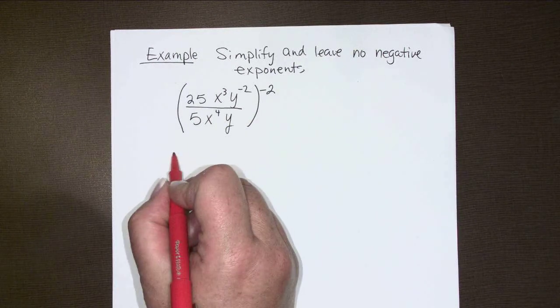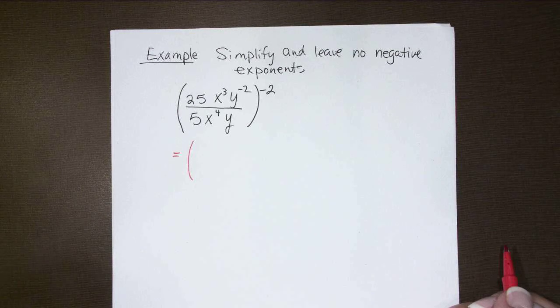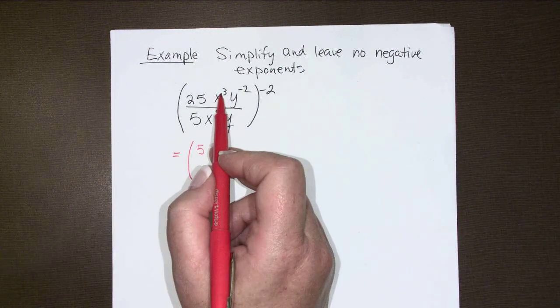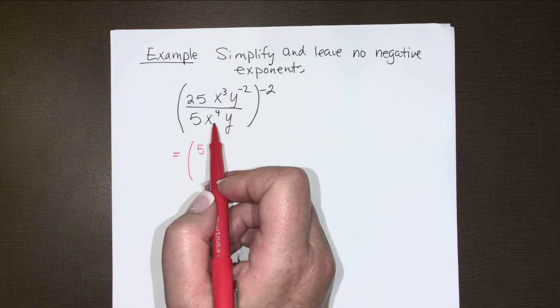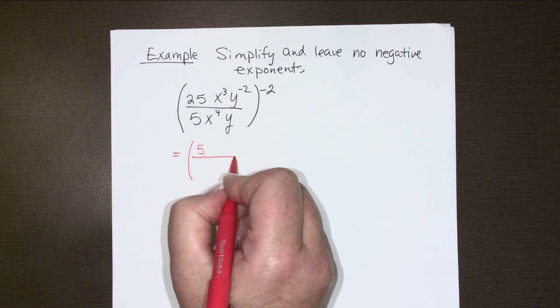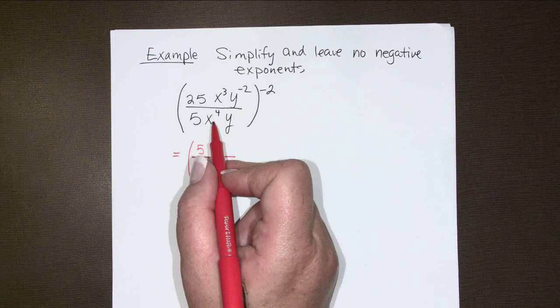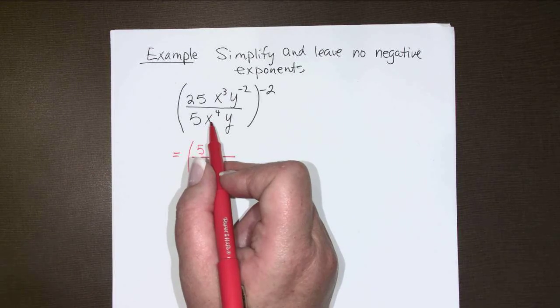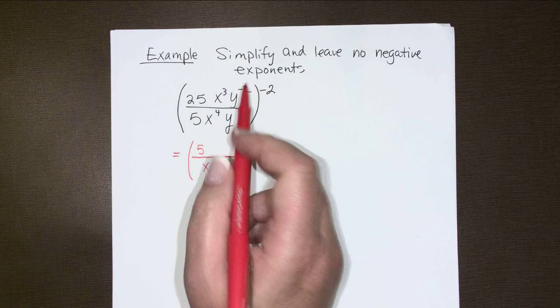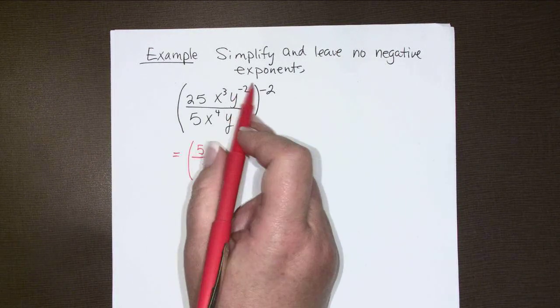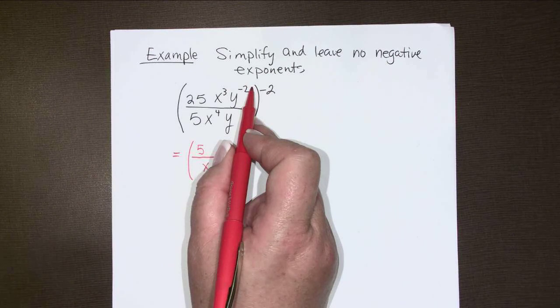So 25 over 5 is just 5. We've got an x cubed and an x to the 4. So write a big fraction here. So the x's will cancel. There's 3 of them on top and 4 on the bottom, so 3 will cancel. And how many would you be left with? 1 on the bottom. And what about the y's? Maybe you have to do this in 2 steps. There's already a y on the bottom, and this one is a negative exponent, so we're actually going to bring it down to the bottom as well.